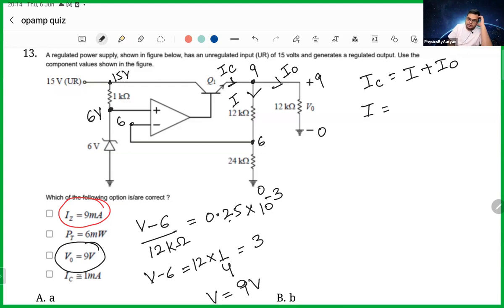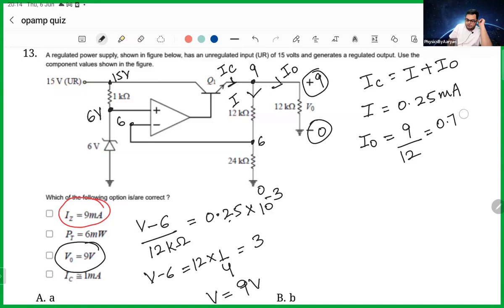I already calculated I in the previous case, which is 0.25 milliampere. I hope you remember this. We just did that. And I output can be found by using 9 minus 0 by 12 kilo ohm, which is 3 by 4, which is 0.75 milliampere. So the total collector current is 0.25 plus 0.75, which is 1 milliampere. It means the option number D is also correct.